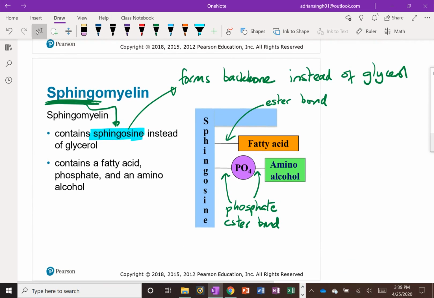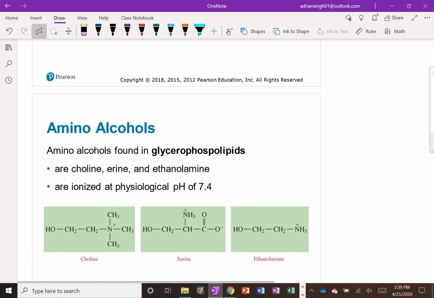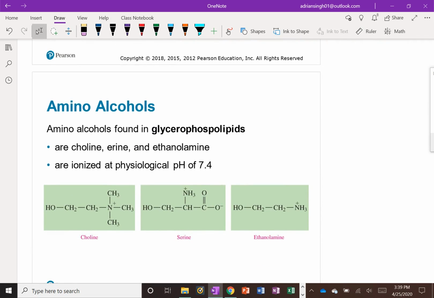So we've talked about this amino alcohol group a little bit, but not in a lot of detail. So let's take a closer look at that amino alcohol. These, as we've seen, are found not just in glycerophospholipids, but sphingolipids as well. The most common ones that we'll see are choline, which you may have heard about. There's serine, an S is missing here, serine, and there's also ethanolamine, right? Those are the three common amino alcohols that we're going to find in these types of molecules.